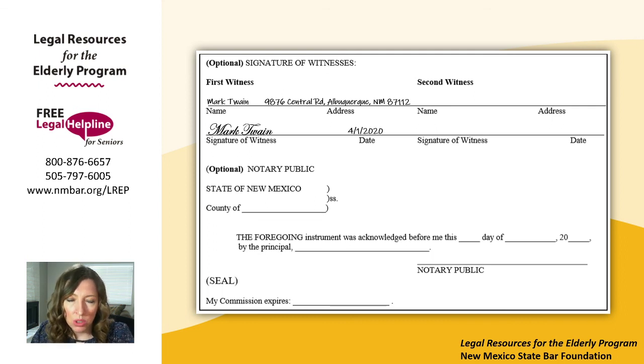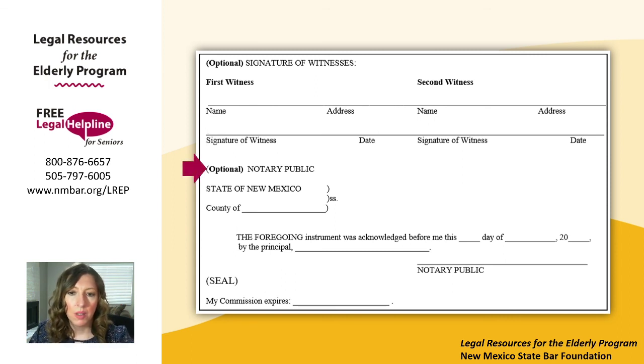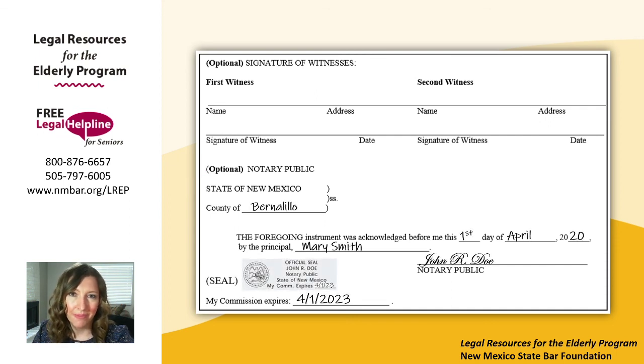It's important to note, if you decide to have this document witnessed, your witnesses cannot be the people that you have named as agents in this document. They have to be somebody else who witnesses you signing this document. Also optional is to have this form notarized. If you decide to have this form notarized, it's important to not sign it until you're in front of a notary. Once you're in front of the notary and you sign, they can complete this section.